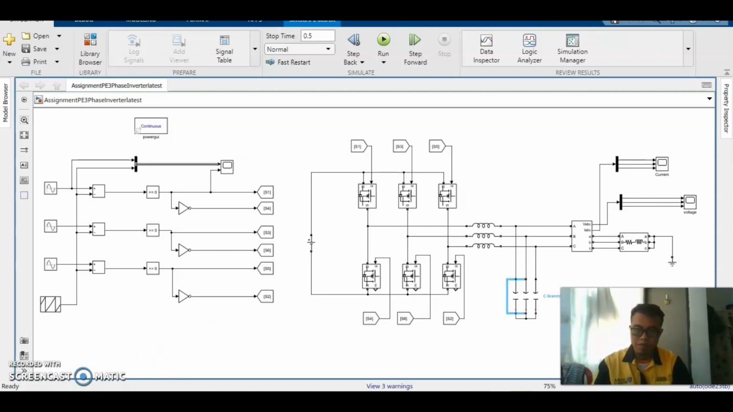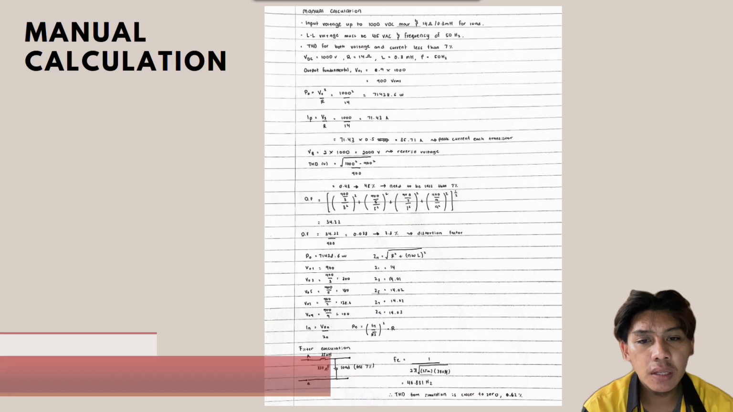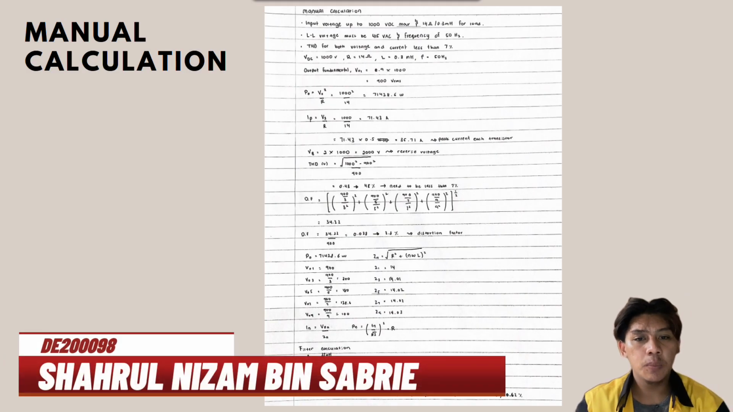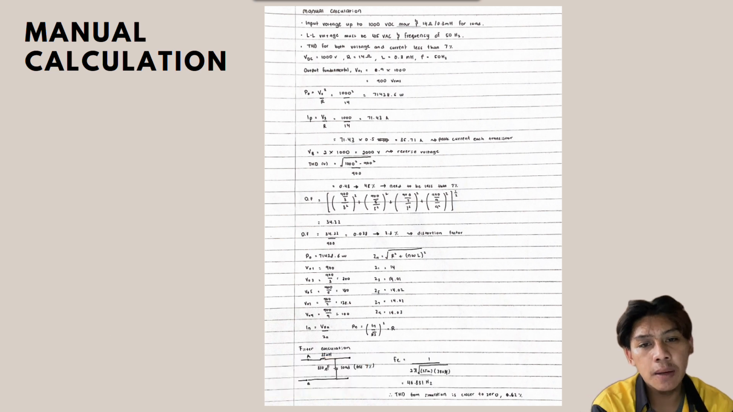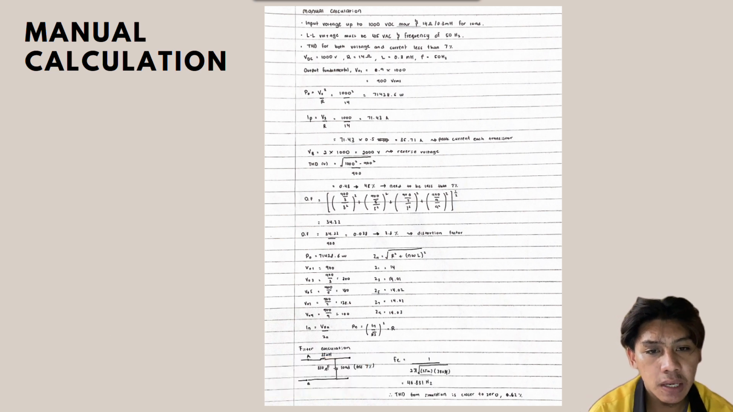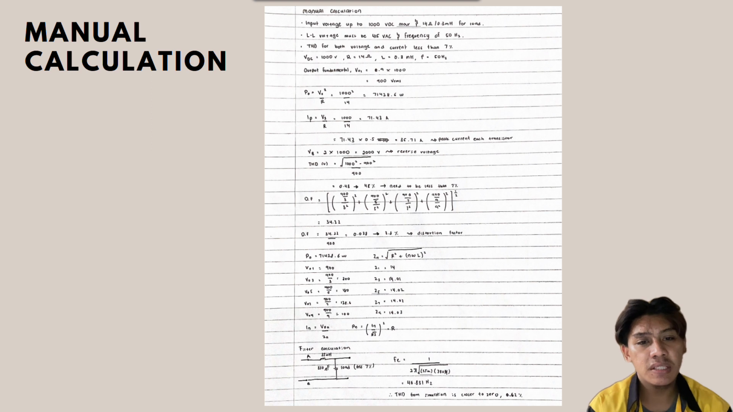That's all from me. For the manual calculation, the input voltage needs to be up to 1000 VDC max, the resistance is 14 ohm, and the inductance is 0.3 millihenry.